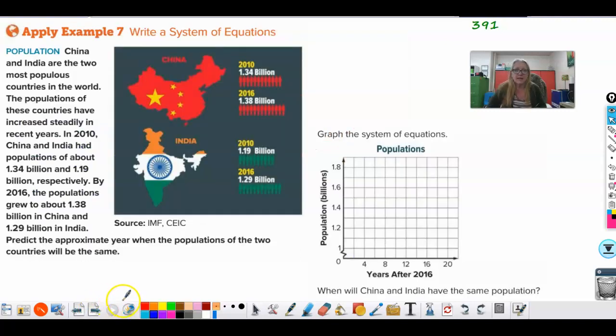Okay, and this was the example where I finally just said, you know what, we're not doing these word problems, because this thing turned out to be a nightmare, okay?